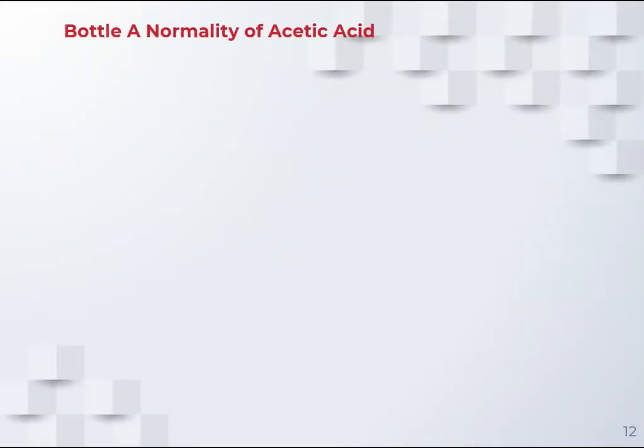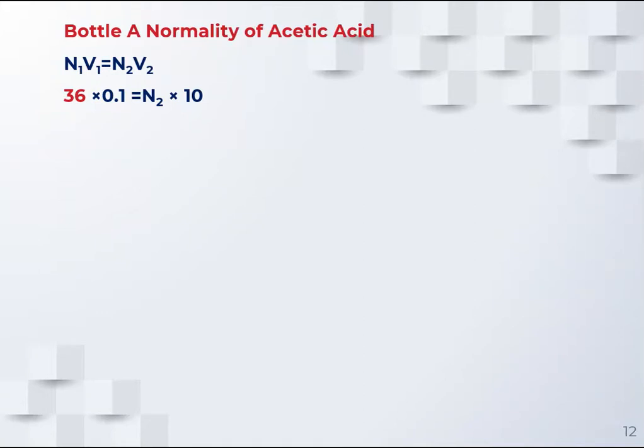Then we'll calculate the normality of acetic acid in the different bottles. Now in the first bottle, by using the same formula, that is N1V1 equals N2V2. So these are the N1V1 values of your NaOH and N2V2 values of your acetic acid.